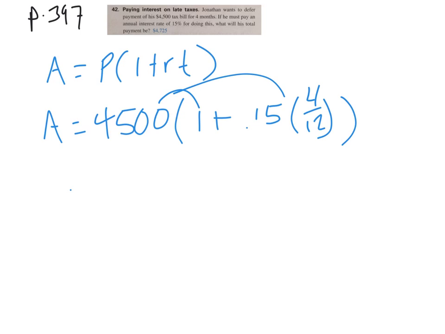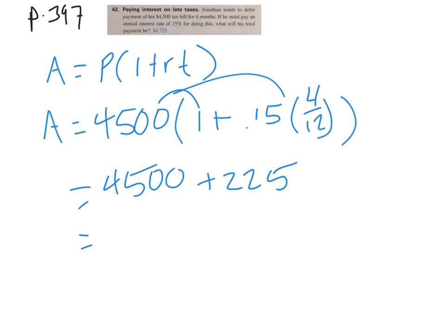4,500. So we get 4,500 times 1, which is 4,500. Plus, this is actually the interest that we're going to end up having. So it'll be 4,500 times 0.15 times 4/12ths. And I got 225. That is the actual amount of interest we're going to end up paying.